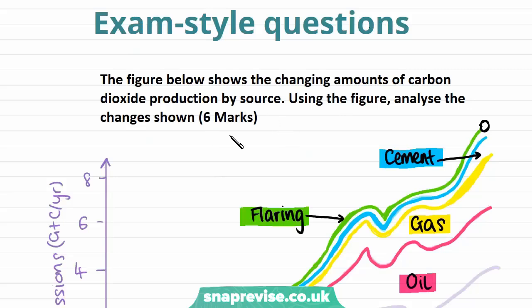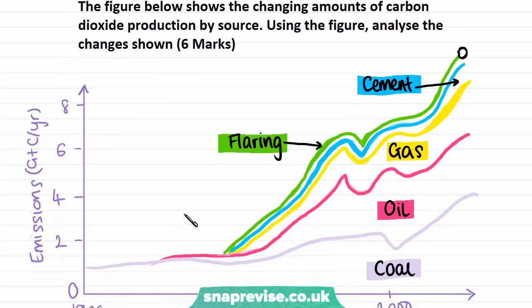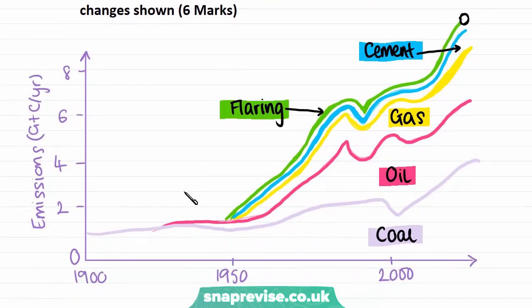The next question we're going to look at is a longer 6 marks question, which asks, the figure below shows the changing amounts of carbon dioxide production by source. Using the figure, analyse the changes shown. So this is the figure we have, and it shows changing amounts of carbon dioxide by source between 1900 and just beyond the year 2000. And it shows it for coal, oil, gas, flaring, and cement. And it's measured in carbon dioxide emissions in gigatons of carbon per year, and the graph is cumulative.